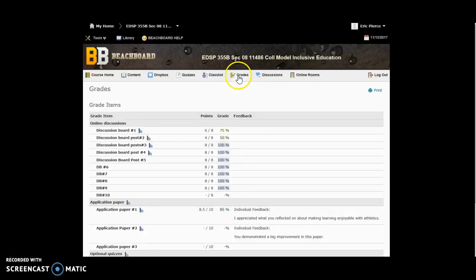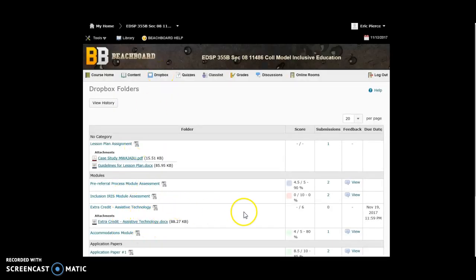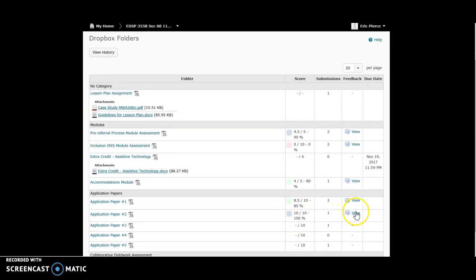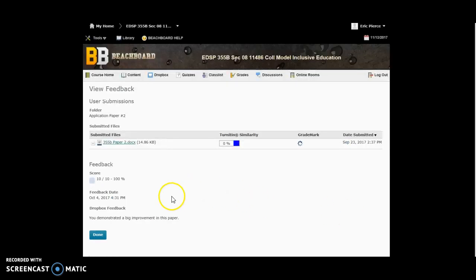Now I go back and I look at my application paper, turned in my application paper, and I get an 8 out of 5, 8.5 out of 10. So I'm like, okay, that's paper 1. Now paper 2, I turned it in. Did paper 2, got a, bear with me just a sec. Turned in paper 2, got a 10 out of 10, and this is her feedback.